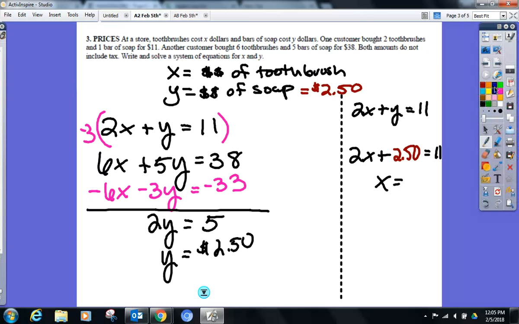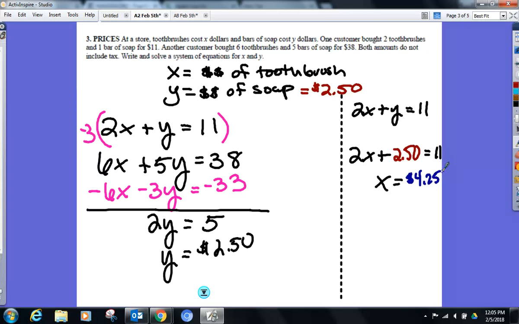$4.25. I don't know. I think that's expensive. Yes, no? I don't know. I don't buy a single bar of soap. Usually it comes in like a 12-pack or a 6-pack. Actually, this is for the toothbrush anyway. $4.25. See, now I'm rattled. Way to go, everybody. You've succeeded.